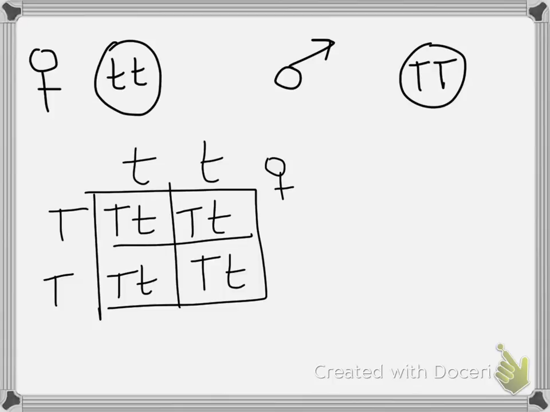What's the genotype of every single offspring here? Big T, little t. What's the phenotype of every single offspring here? Long-tailed. This is going to be a family that all looks, in this case, like dad. Uniformly long-tailed. Yes? So what exactly determines if something's recessive or not?